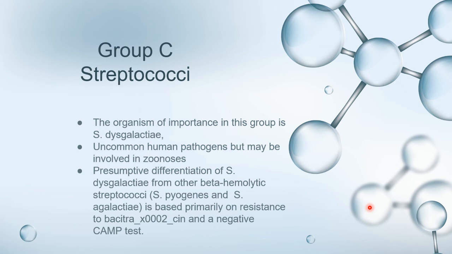Presumptive identification for this species from other beta hemolytic streptococci is based primarily sa resistance ng bacitracin and a negative CAMP test. Okay? Si Group A is sensitive to bacitracin. Si Group B is positive sa CAMP test. So, how would you differentiate si Group C? Group C naman, kabaliktaran ng dalawa, it is resistant to bacitracin and negative ang CAMP test.